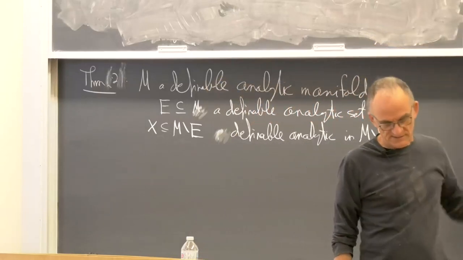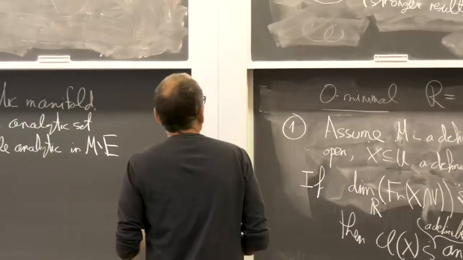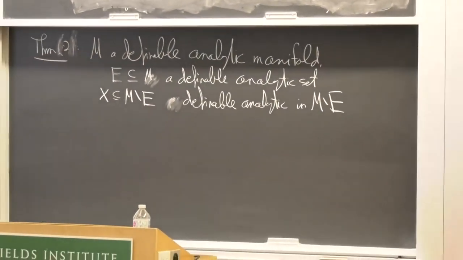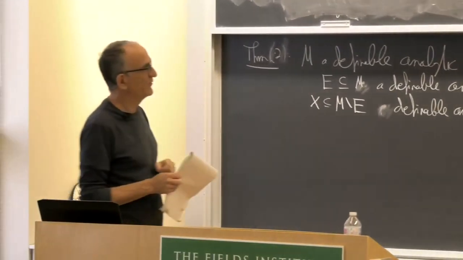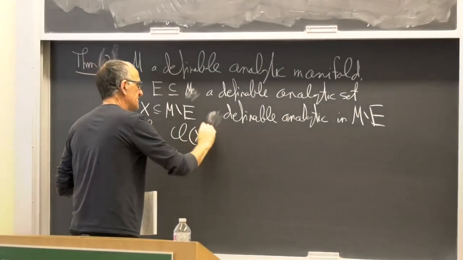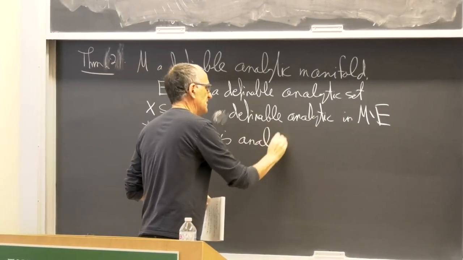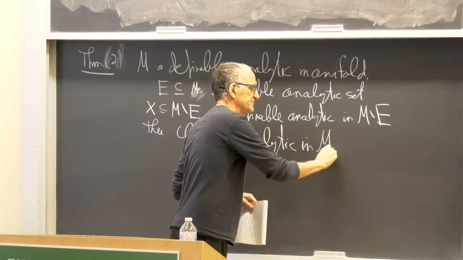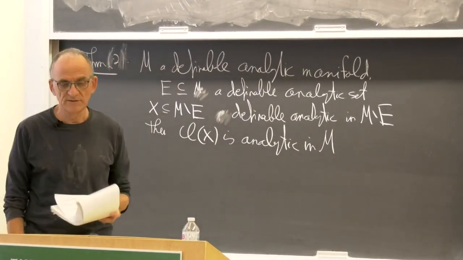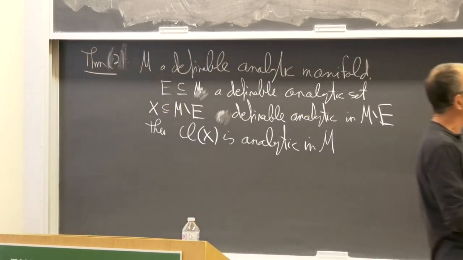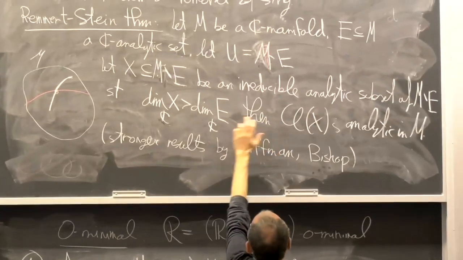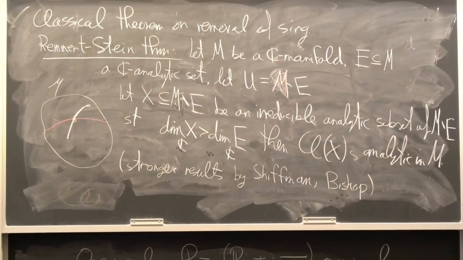E is like the red set, X is the white set. But now we don't need any assumptions on the dimension. We get it for free, because the frontier of definable, o-minimal sets is well behaved. Then the closure of X is analytic in M. And no irreducibility. The irreducibility was just a way to make sense of the dimension assumption.